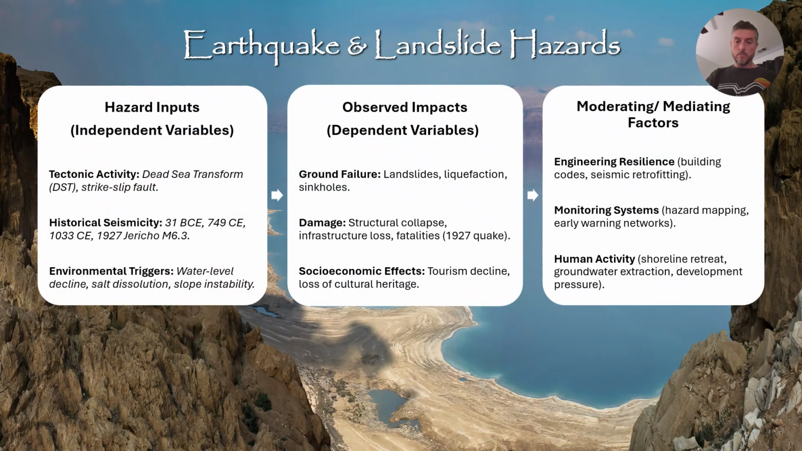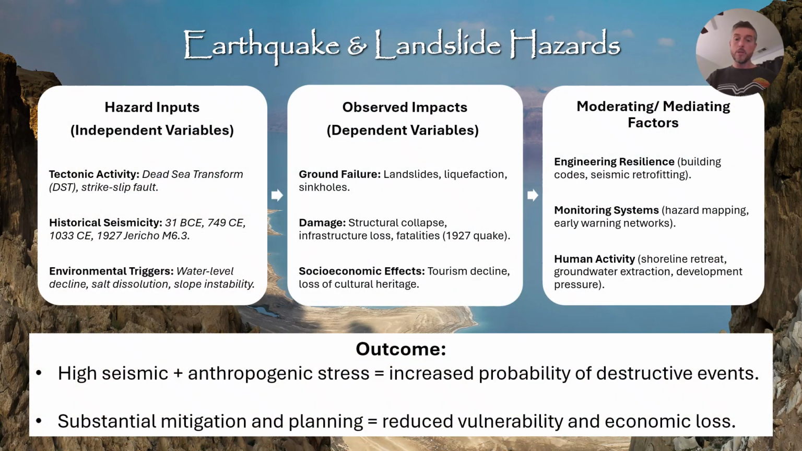Here's sort of like a graph here. Hazard inputs, independent variables, observed impacts, dependent variables, moderating, mediating factors. And you can see all those there. Outcome: high seismic and anthropogenic stress, increased probability of destructive events, and substantial mitigation and planning equals reduced vulnerability and economic loss.